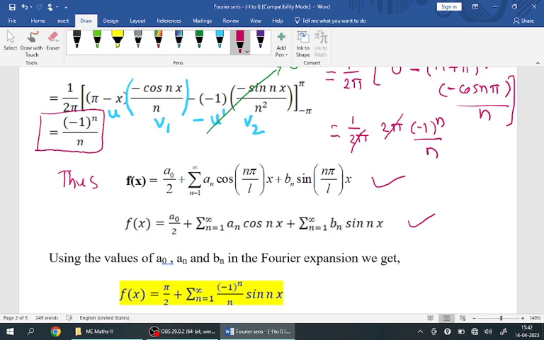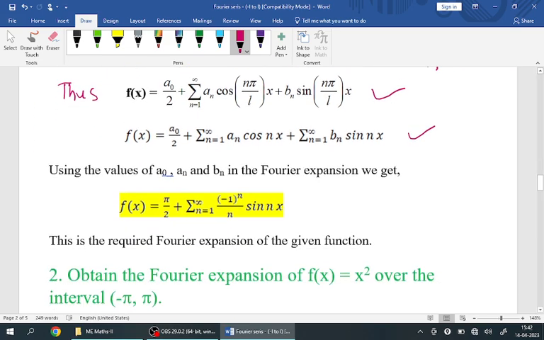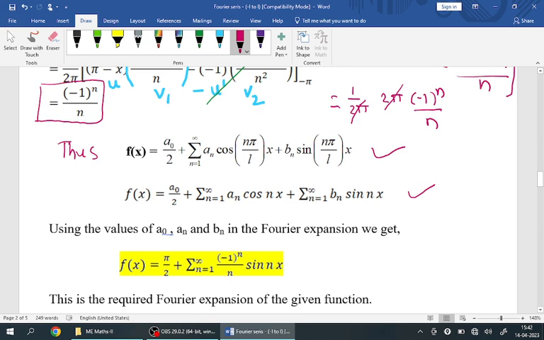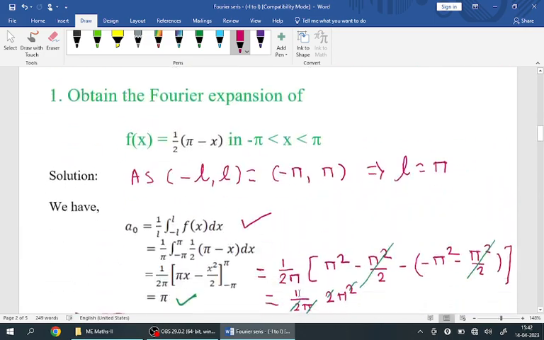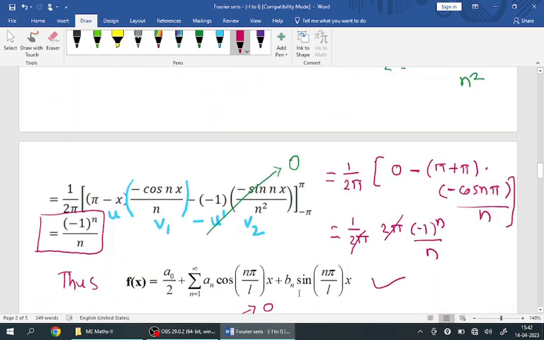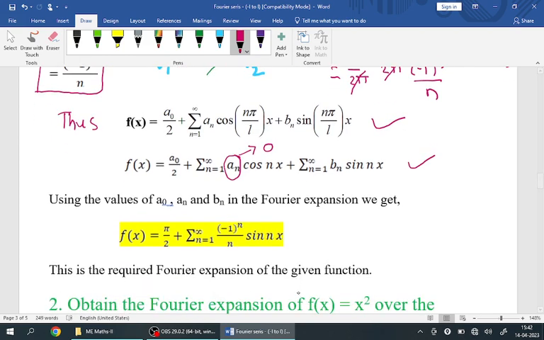In this we replace a0, an, and bn. Remember, this an we got as 0. Because of that, we are left with a0. Let me check the value of a0. We got it as pi only, so it is pi by 2. So here is pi by 2, and here is the bn sin nx, and this is the required Fourier series for the given function. This is the required answer.